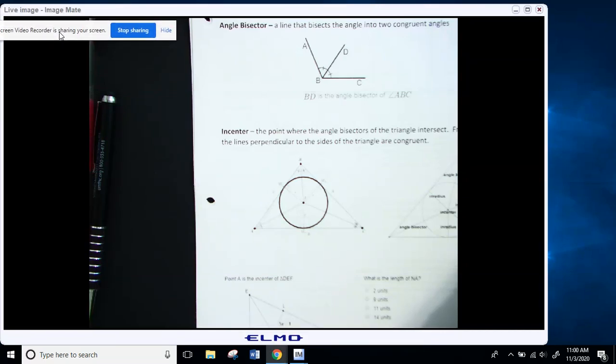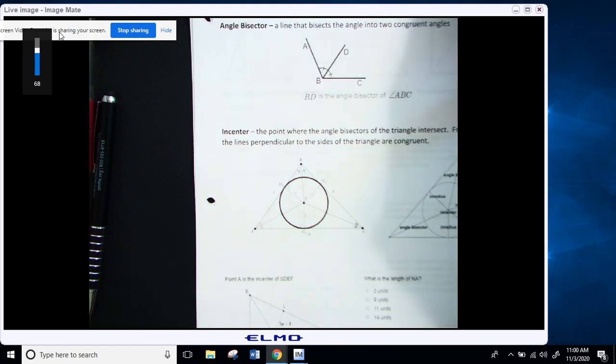Hey guys, today we are going to talk about our second lines of concurrency.